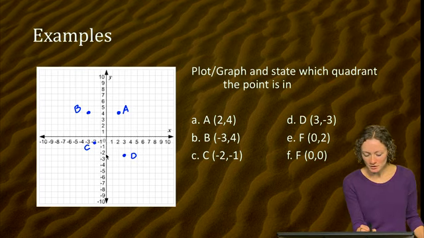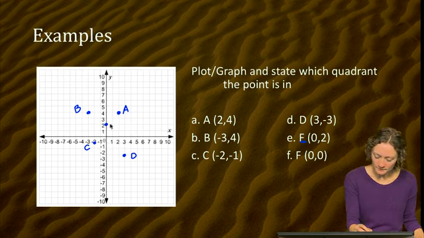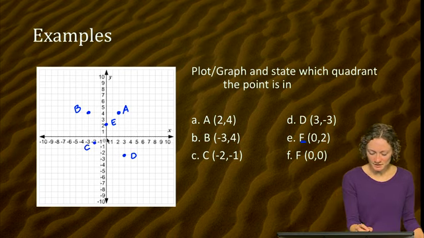Oh, this should be E. Whoops. Point E, 0, 2. So this means there's not an x movement left or right, but we go up 2. That's E. And the last one, F, 0, 0. We don't move left or right, and we don't move up or down.